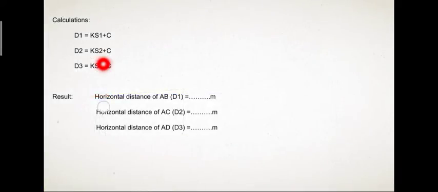So with the help of this formula, that is K S1 plus C, K S2 plus C, and K S3 plus C, you know the K and you know the C value; they will be constants. The values which will change will be S1, S2 and S3. As the distance from the station increases, the S value will also increase. So that gives you the horizontal distance. This is how we calculate the horizontal distance with the help of tachymetry.